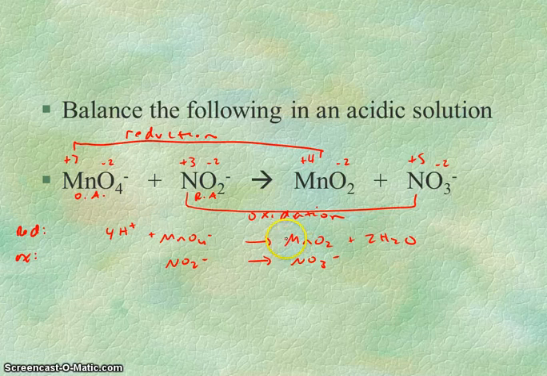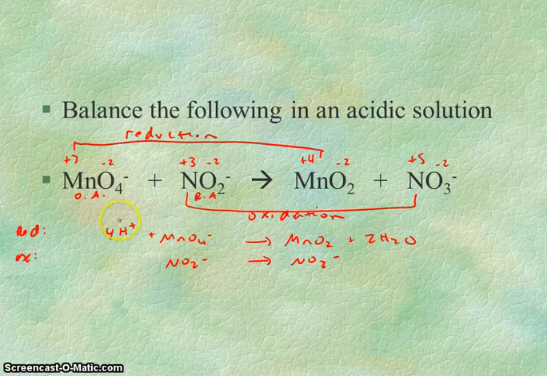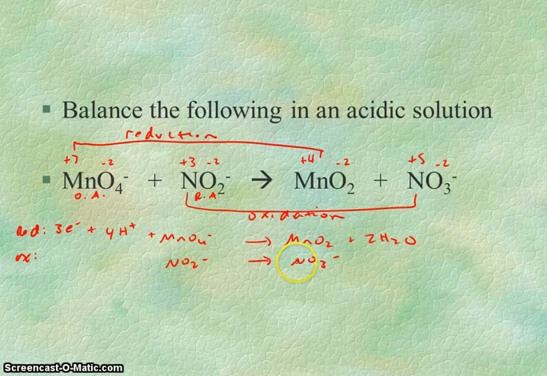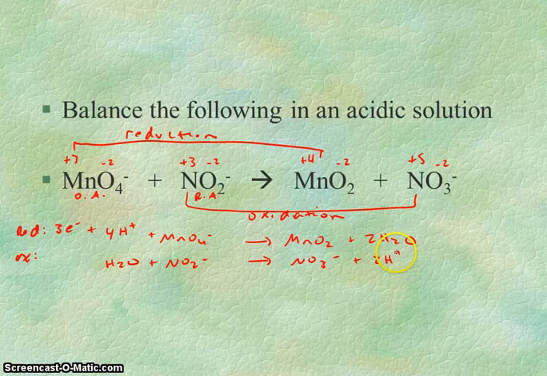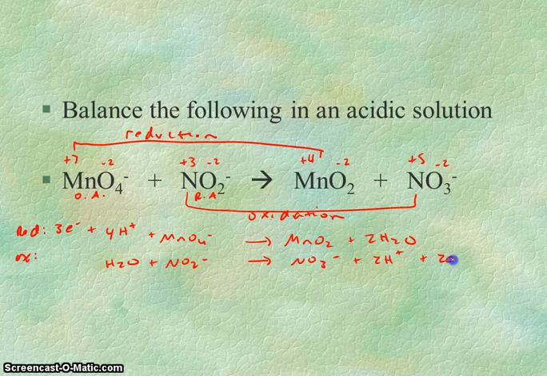And then for charge, we've got no charge on the product side, but we've got a plus 3 on the reactant side, so we have to add 3 electrons. Now let's look at our oxidation. Nitrogen is balanced, 3 oxygens, 2 oxygens, so we're going to add a water. 2 hydrogens, no hydrogens, so we're going to add 2 hydrogen ions. And then for charge, we've got a minus 1 on this side, and we've got a plus 1 on this side. So we're going to have to add 2 electrons.